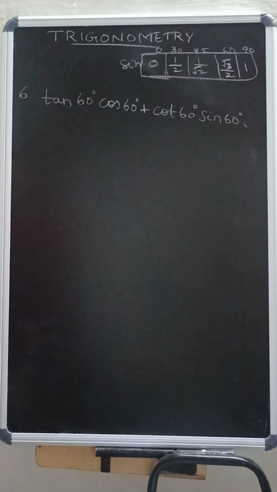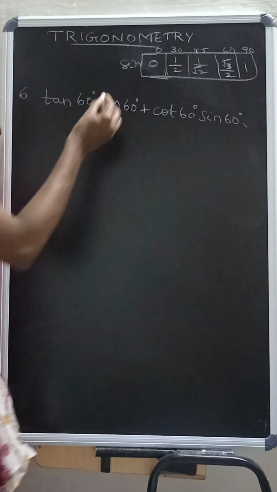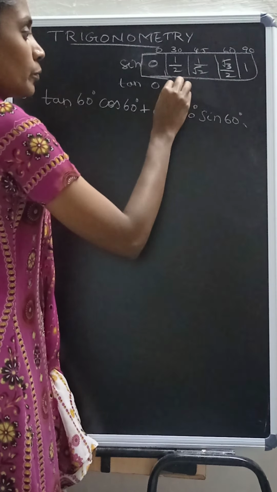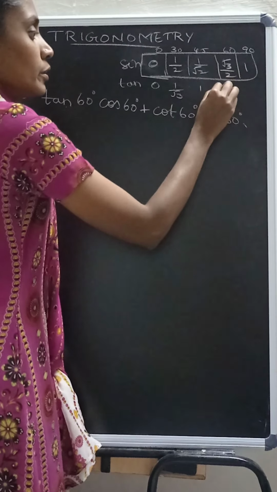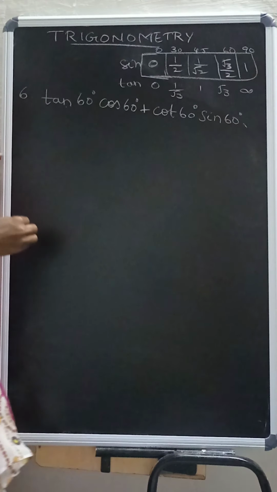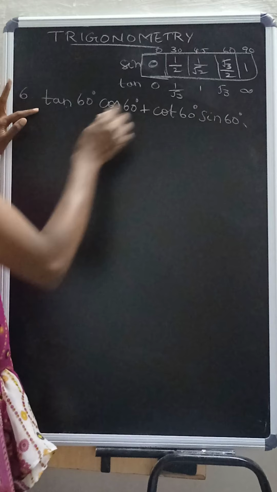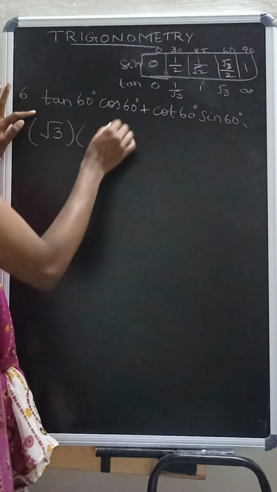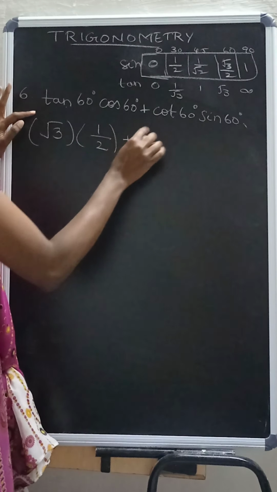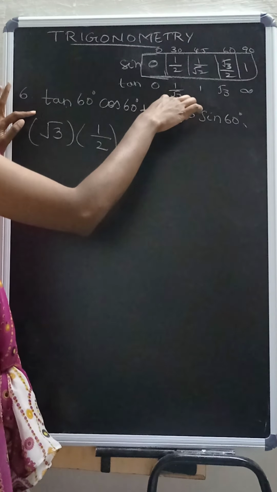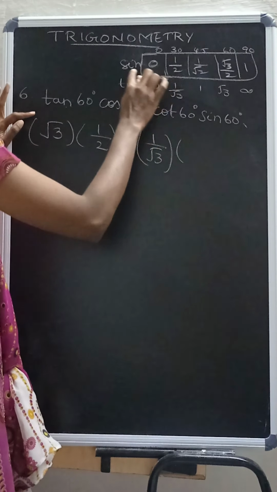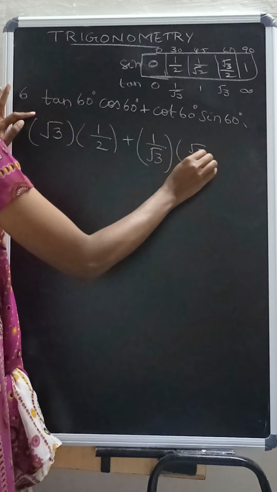Next. Tan 60 degrees into cos 60 degrees plus cot 60 degrees sin 60 degrees. So for tan, what is the value? 0, 1 by root 3, 1, root 3 and undefined. Now tan 60 is root 3. Cos 60 is 1 by 2 plus cot 60 is nothing but tan 30, 1 by root 3 into sin 60 is root 3 by 2.